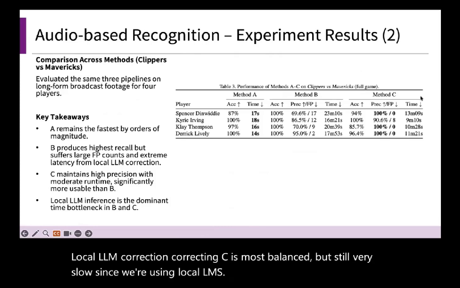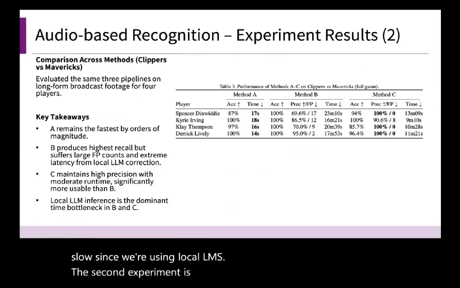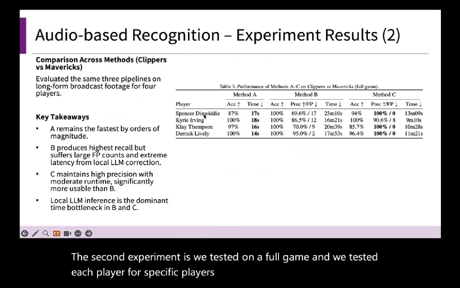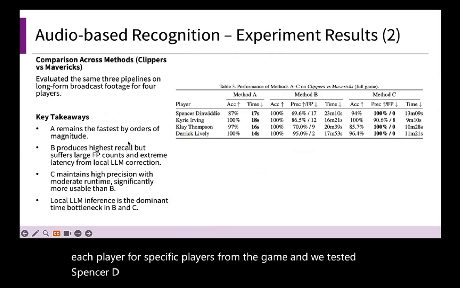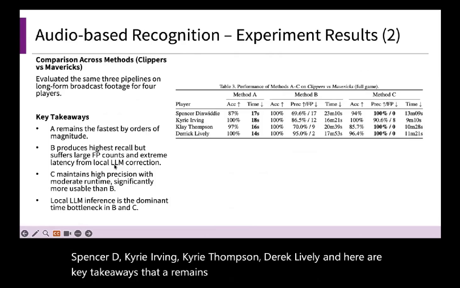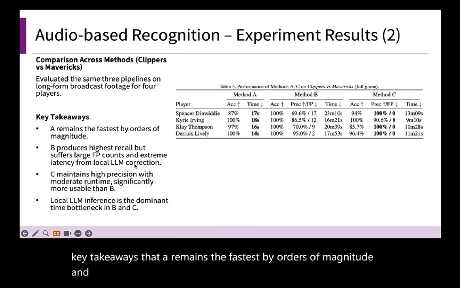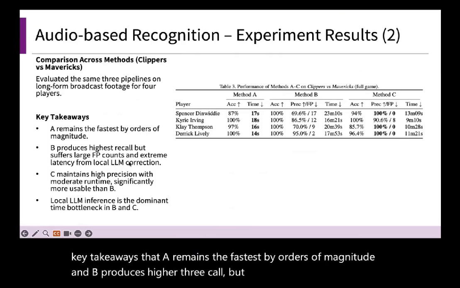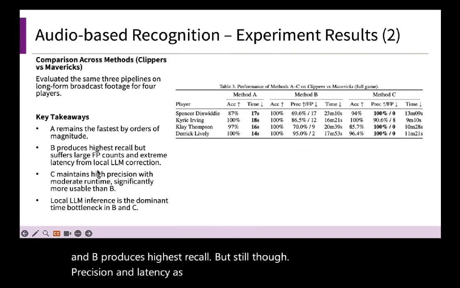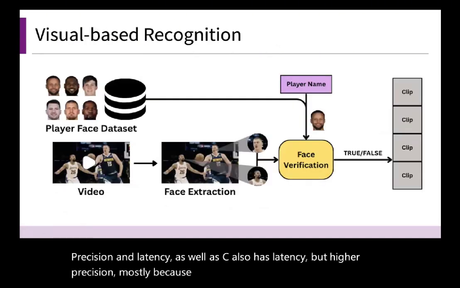The second experiment is we tested on a full game, and we tested 4 specific players from the game: Spencer Dinwiddie, Kyrie Irving, Klay Thompson, Derek Lively. Here are the key takeaways: A remains the fastest by orders of magnitude, and B produces the highest recall but still low precision and latency. C also has latency, but higher precision, mostly because of the local LLMs.